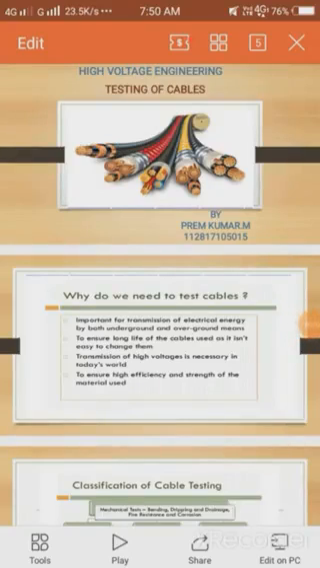I am talking about testing of cables. Why do we need to test cables? A visual inspection of all the cables in your facility is a great way to find trouble before it causes downtime. We look for corrosion on the copper, cracks in the insulation, moisture on the cable, and many other indicators of damage to the cable.